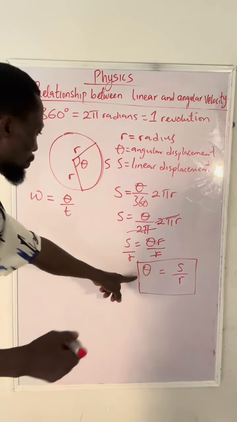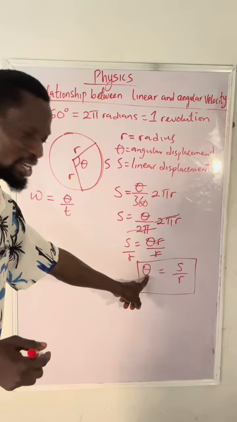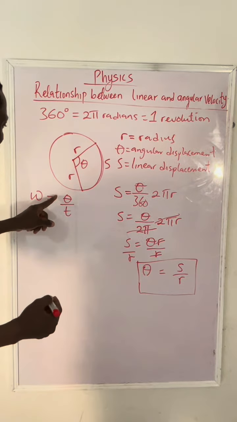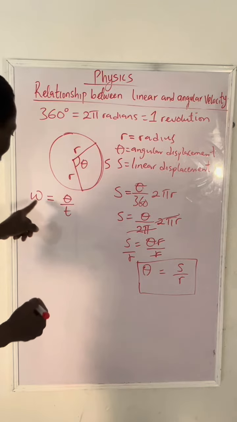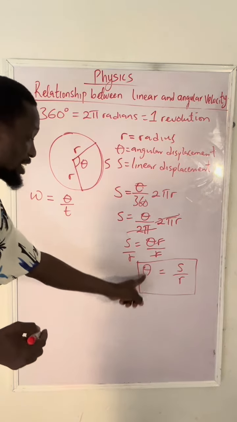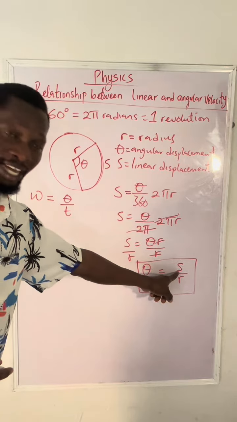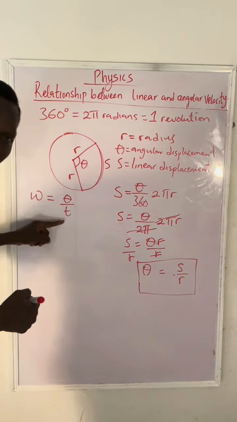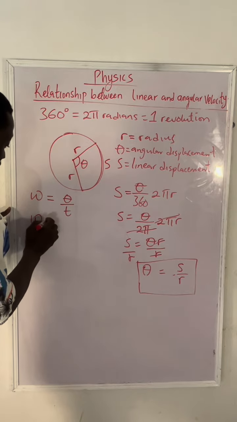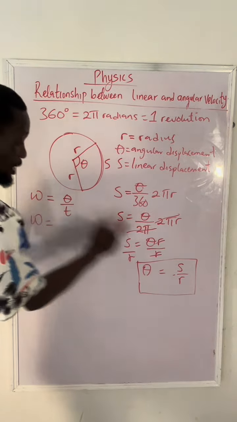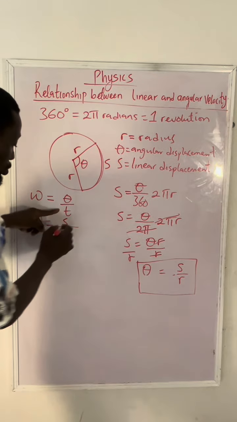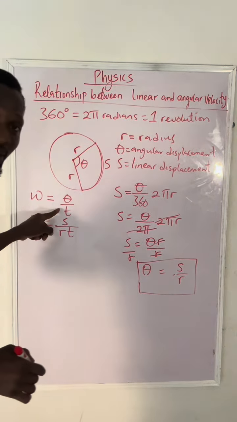Now, you know that my theta is equal to S over R, right? So what if I decide to replace this theta that I have in angular velocity by S over R? That is, anywhere I see theta here, I'll put S over R. Remember that our time is the denominator, down here. So angular velocity, omega, equals S over R, and the time is also down here, so I'll put my time.